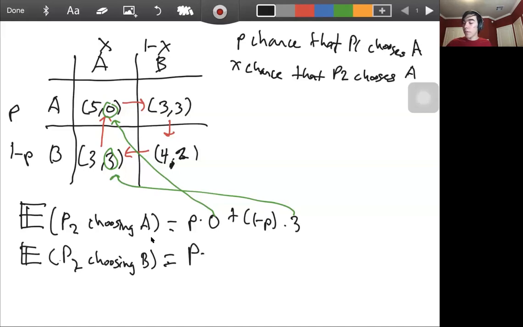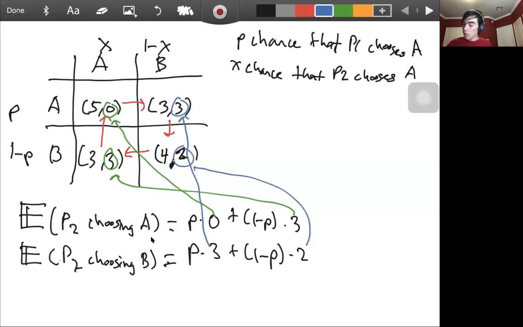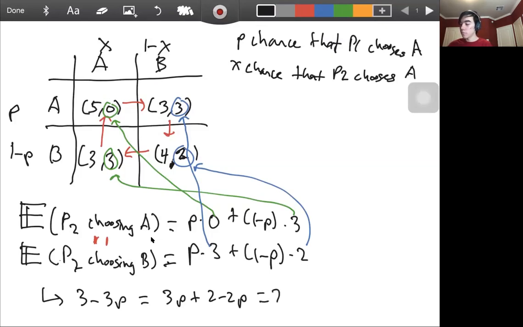Well, now we do the same thing, except you look at the right column instead of the left column. So to find out what P is, we can set these two equal to each other. And we get that 3 minus 3P is equal to 3P plus 2 minus 2P, which is equal to 2 plus P. So if we solve for this, we get that 1 is equal to 4P. So P is 1/4. So we can replace P with 1/4 here and 3/4 here.